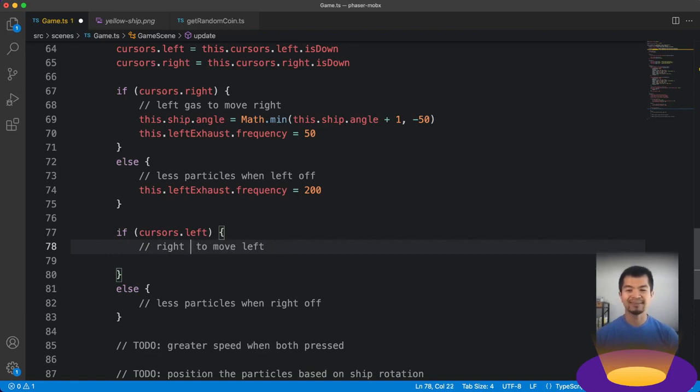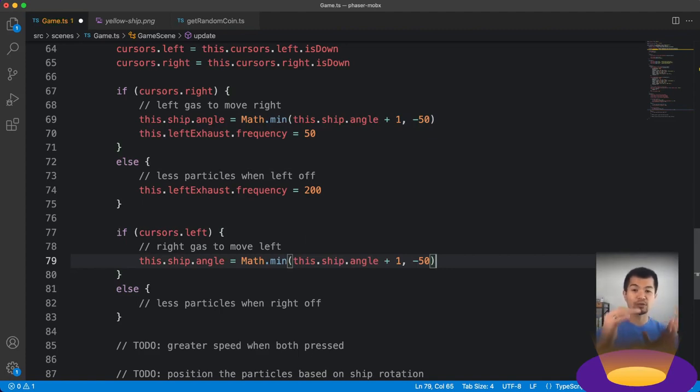Okay, right gas to move left. So we are going to do this.ship.angle, and just like left was moving, I'm going to copy this, moving, rotating towards the right. We're going to do the opposite and rotate towards the left. And so we're going to subtract 1 instead of adding 1. And then this value is not going to be minus 50. We're going the opposite direction. We're going further away from minus 90. And we're going to say, let's say minus 130. So that's 40 more degrees past minus 90.